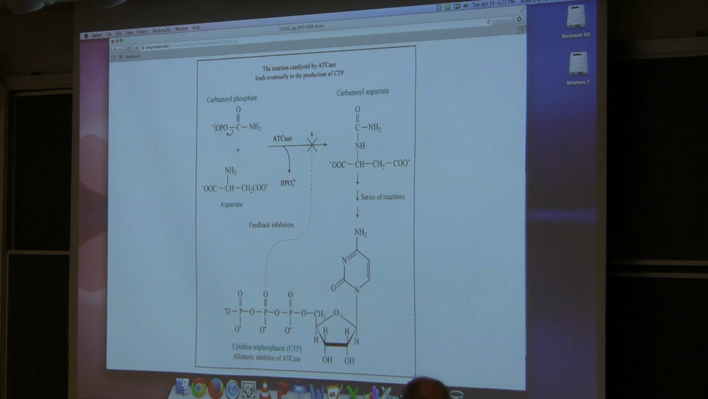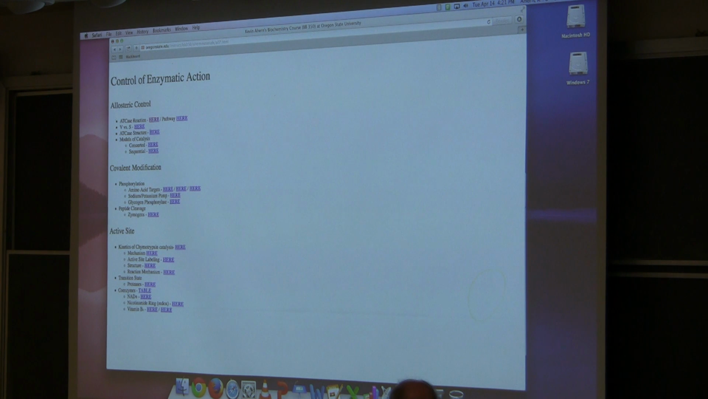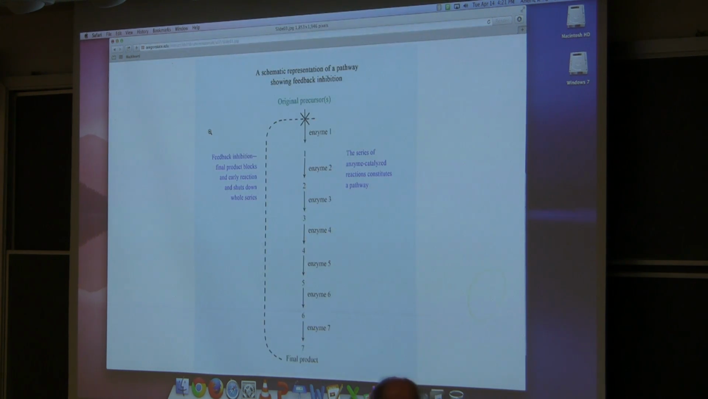Okay. Now, I said there are three things that, here's a good representation. This shows the entire pathway. There's actually, I think it's 10. It depends on where you start counting. But there are several reactions here that are important for the cell to control because they're going to waste energy if they're running reactions they don't want to run. They're going to favor mutation if they make too many pyrimidine nucleotides.